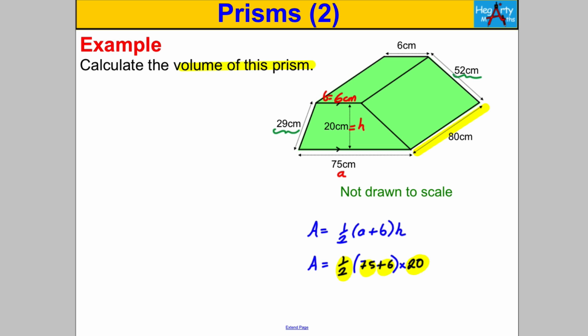So what I'm working out here, that's 81. Half multiplied by 20 is 10, so I've got 10 multiplied by 81, which is going to equal 810 centimeters squared for the front face. So the volume therefore is the area of this front face, 810, multiplied by 80. The volume is 64,800 centimeters cubed, and we're done.